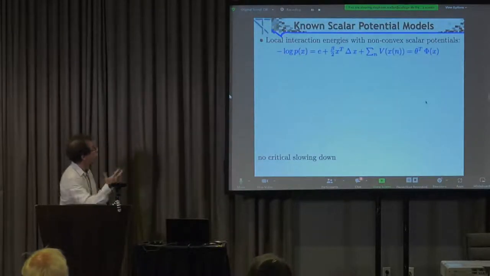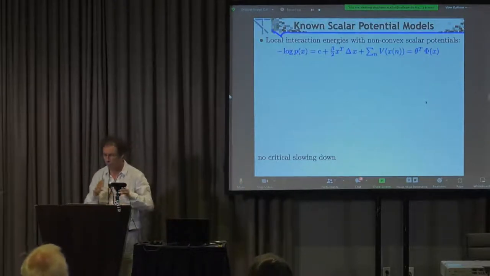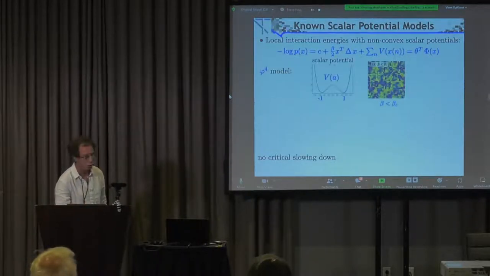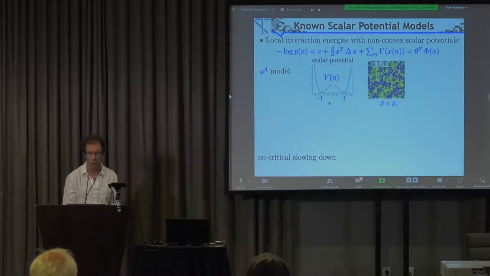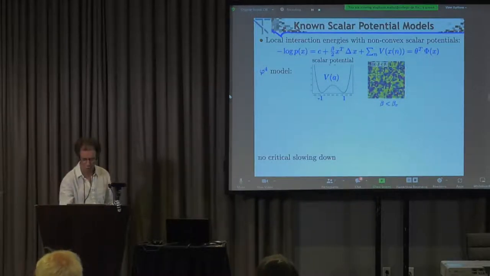Okay, to illustrate that, I'm going to show you a number of examples. I'm going to begin with a very classic one, the one that comes from Ising, also called phi-4. Basically, you have a model where you have a log probability defined by the kinetic energy. You have a potential energy, which is a scalar potential energy. In this case, it has two wells near minus one and one, a bit like the continuous version of Ising.